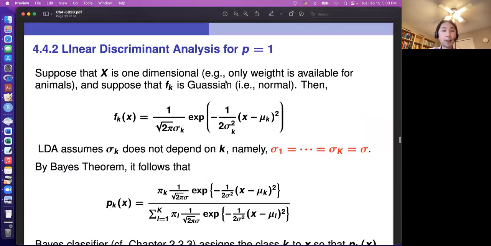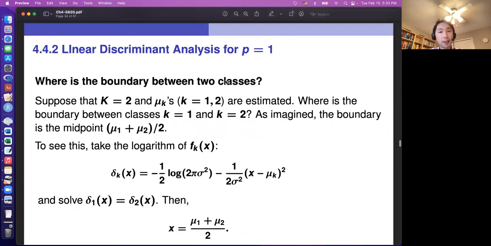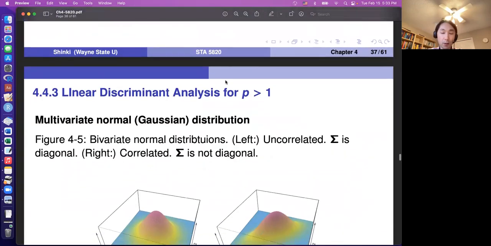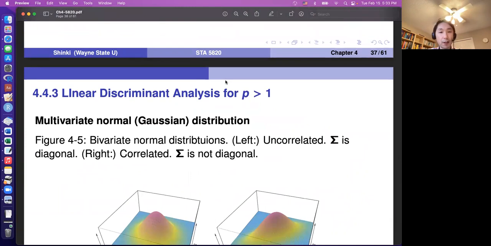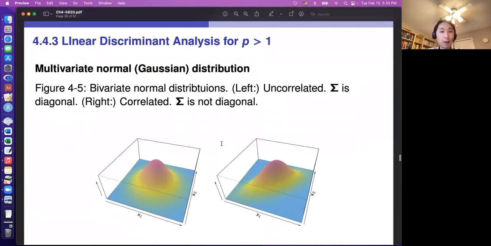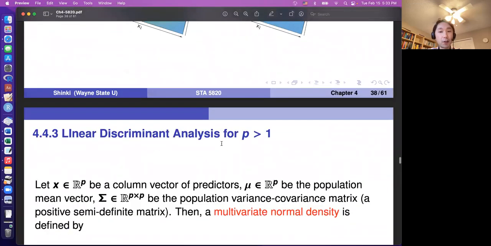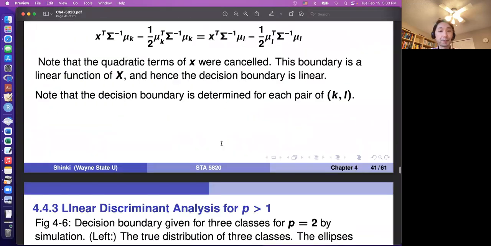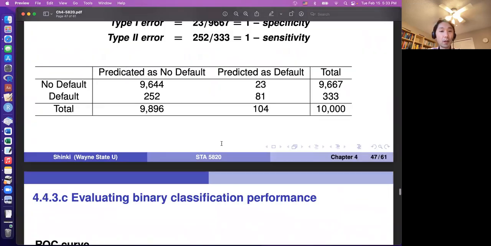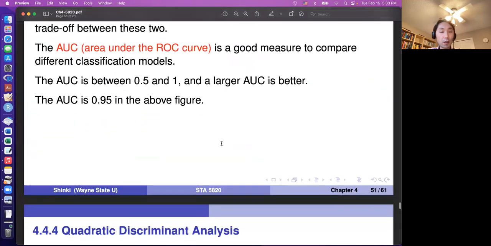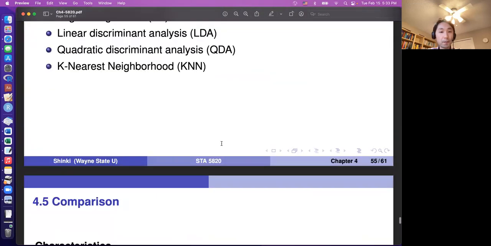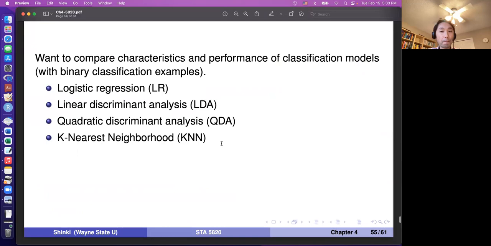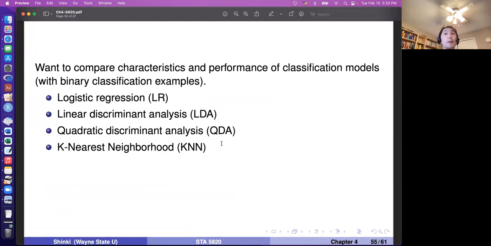So last time we studied several methods: linear discriminant analysis, QDA, and KNN. We also studied logistic regression last week. Now we want to see what the difference is, and which model is better under what situation. So, comparison. We want to compare these four methods.